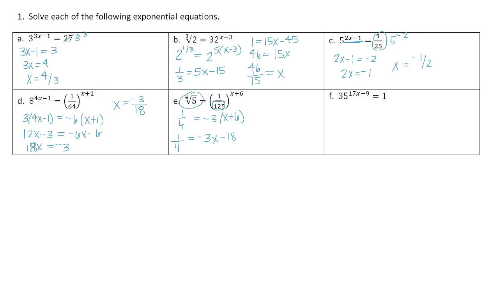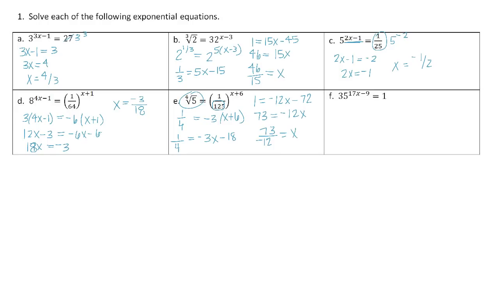And again, if you want to get rid of the fractions, you certainly can. You multiply everything through by 4. And so if we do that, we have 1 equals negative 12x minus 4 times 18, 72. And so if I add our 72 over, we have 73 equals negative 12x. And so we have 73 over negative 12 equals x.